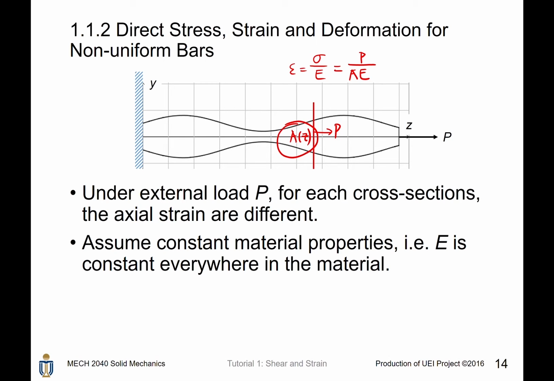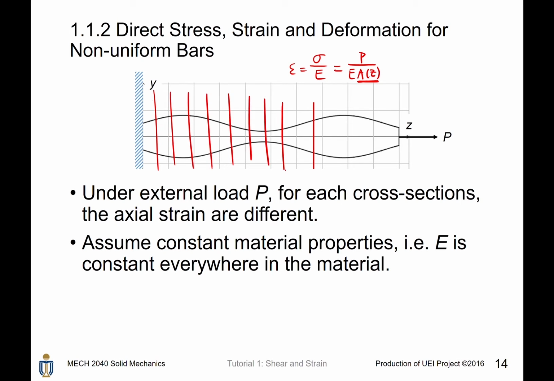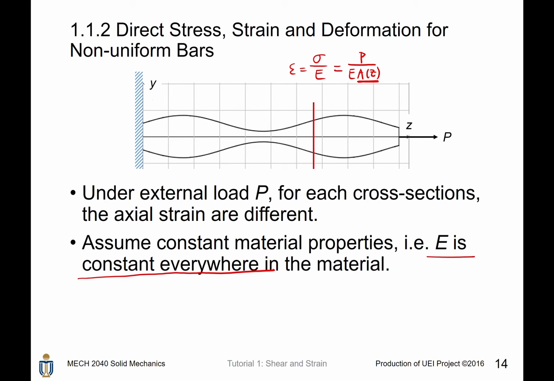So just now, in the uniform bar case, we know that the strain is constant everywhere. But now, A is a function of z. So as a result, the axial strain, epsilon, at every place of this bar is varying, changing along the z-axis. Let's give this bar an assumption, which is very often used. That is, we set E to be constant everywhere. Then P and E are constant. Then we just consider the change of the area.